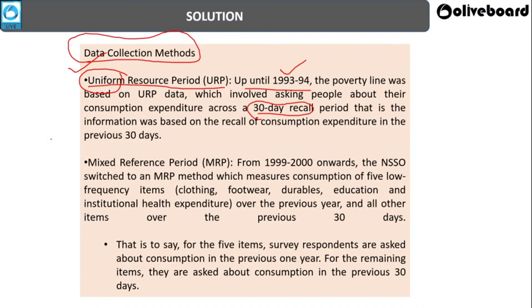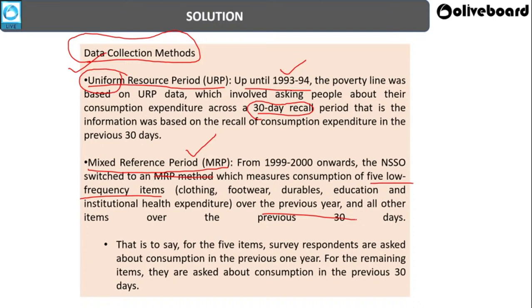Then from 1999 onwards, we moved to the Mixed Reference Period. The NSSO, the National Statistical Organization, switched to the MRP method, which measures the consumption of five low frequency items, that is clothing, footwear, durables, education, and institutional health expenditure, over the previous year, and all other items over the previous 30 days.